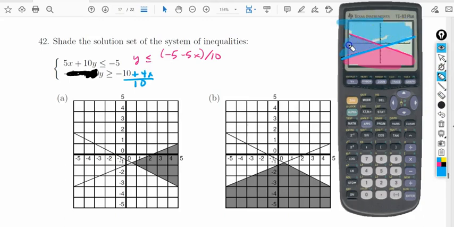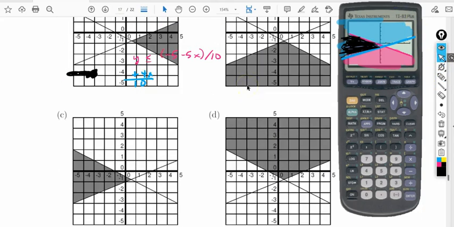And my answer is going to be the overlap. And we should be able to see now the overlap is this region here. So that's what I'm looking for. And which answer looks like that? Well, not A, not B. It's going to be C. It matches the overlap region. So the answer to that is C.